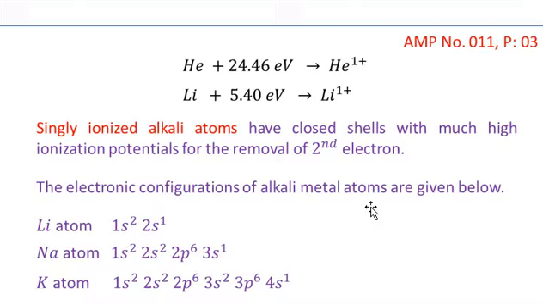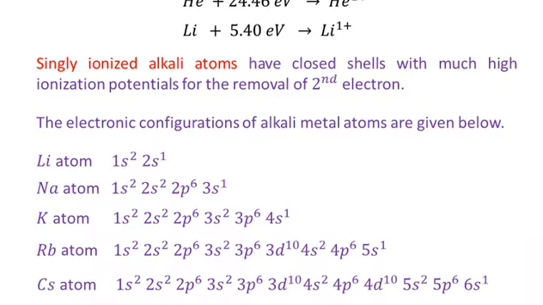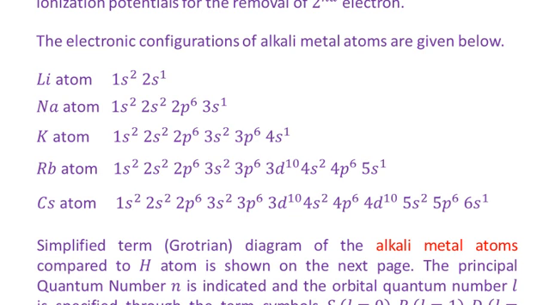The electronic configuration of the alkali metal atoms is given. For lithium, it is 1s2 2s1. For sodium, it is 1s2 2s2 2p6 3s1. For potassium, it is 1s2 2s2 2p6 3s2 3p6 4s1. For rubidium, it is 1s2 2s2 2p6 3s2 3p6 3d10 4s2 4p6 5s1. And for cesium, it is 1s2 2s2 2p6 3s2 3p6 3d10 4s2 4p6 4d10 5s2 5p6 6s1.